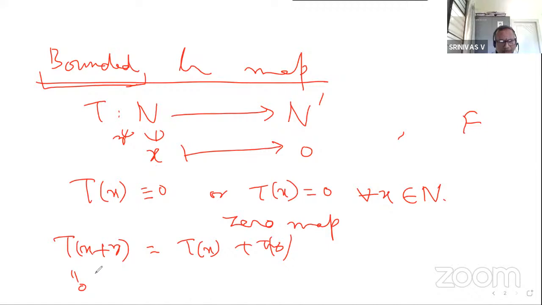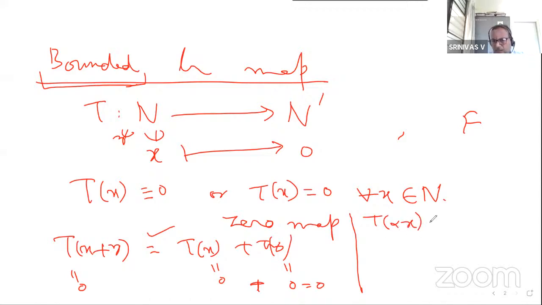What will be T of x plus y? T of x is 0 and T of y is also 0, and in n dash these are the 0 elements. If you add 0 to 0, you get this sum also to be 0. This is the addition property, so these two 0s are the same. That is how this is correct: T of x plus y is T of x plus T of y for any x and y coming from n.